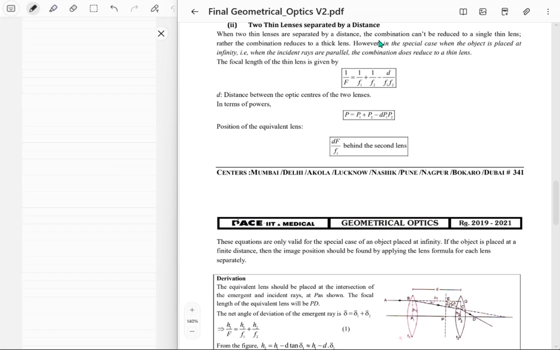Separated by distance, the combination can't be reduced to a single thin lens. Rather, the combination reduces to a thick lens. However, in the special case when the object is placed at infinity, the combination is reduced to a thin lens. The focal length of the thin lens is given by this thing. Fine, whatever.